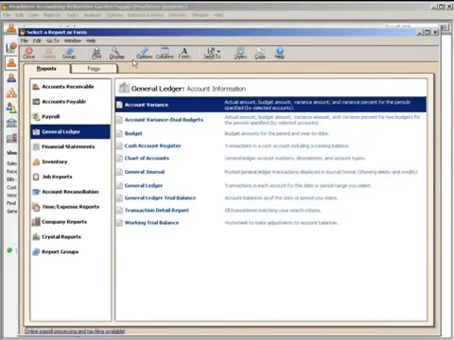The next topic is General Ledger Reports. General Ledger Reports organize transactions recorded in the various journals by account number. To preview or print these reports, select General Ledger from the Reports menu.